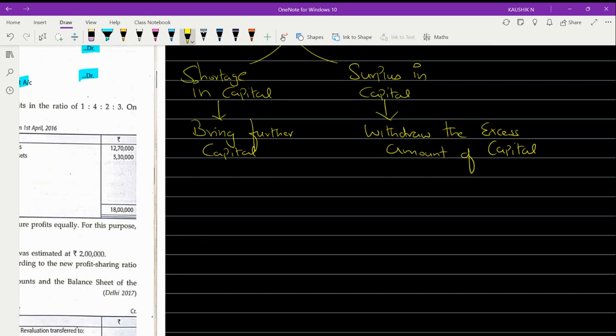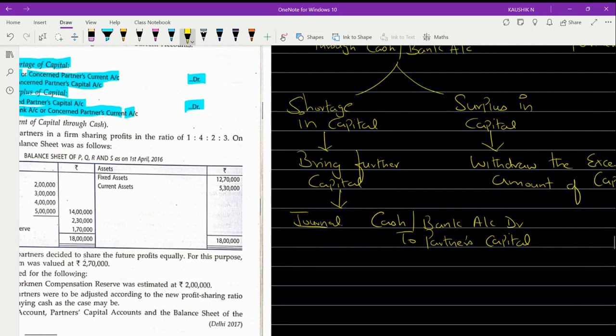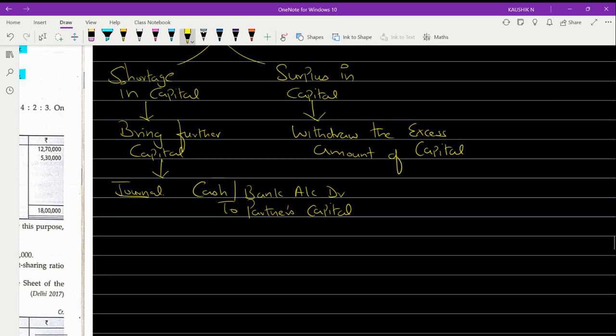So what is the journal? For bringing further capital, the journal is as follows. Cash or bank account is debited to whichever partner has to bring the amount of capital, that particular partner's capital account. Okay, that's what they mentioned here, two concerned partners' capital account. That's what we are mentioning here as two partners' capital account.